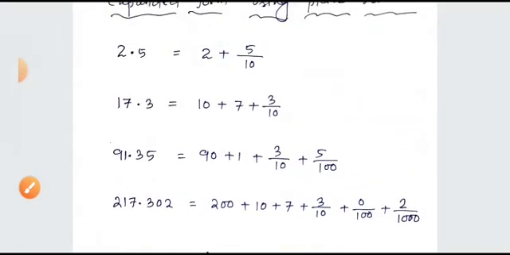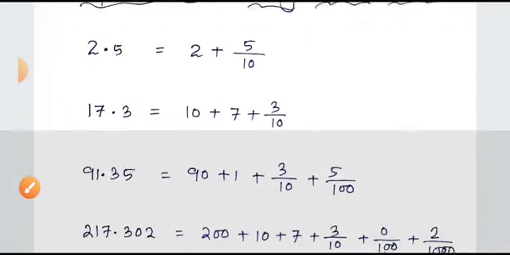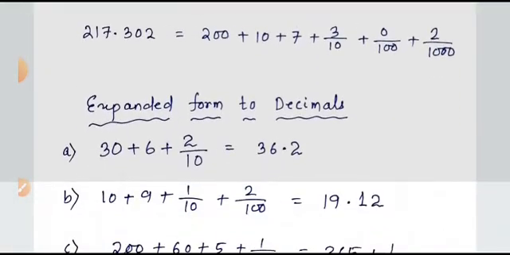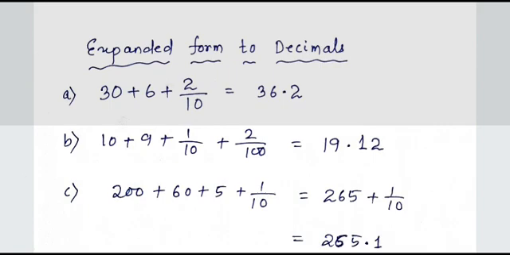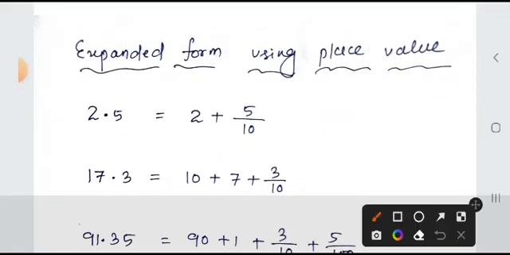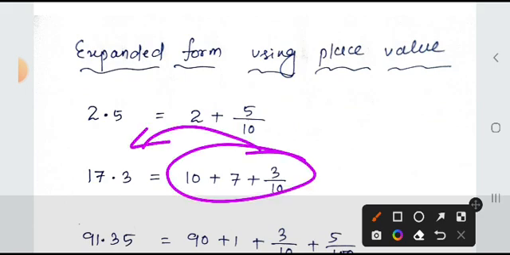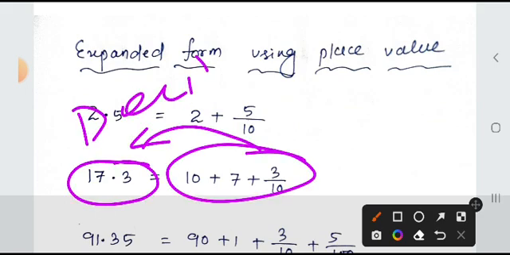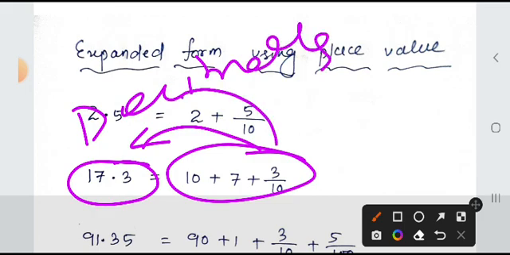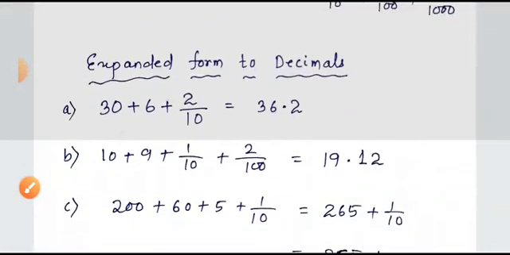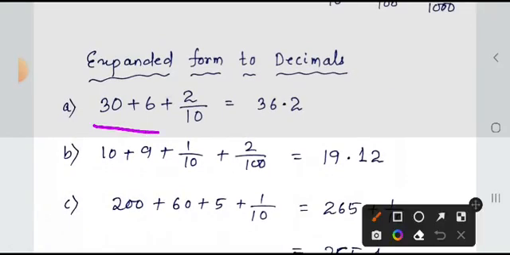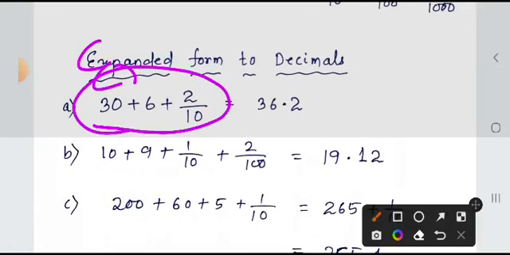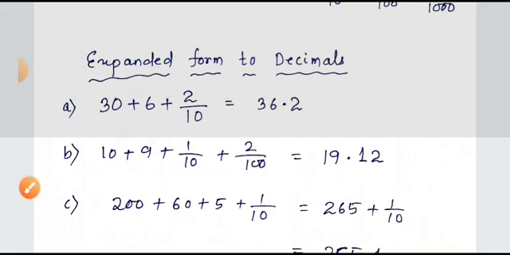So in this way you can write the expanded form using place value when you have decimal numbers, and also from expanded form you can write the decimal numbers. Here we wrote the expanded form using decimals. First we had decimal numbers, and we wrote the expanded form. But sometimes in different questions you may get the expanded form, and you may be asked to write its decimal form. Let's try how to write the different expanded form numbers into decimals.